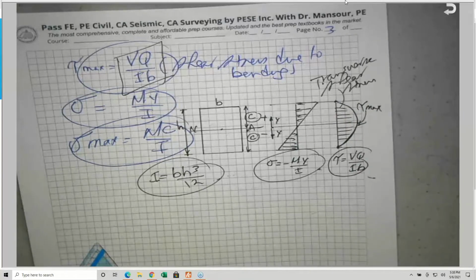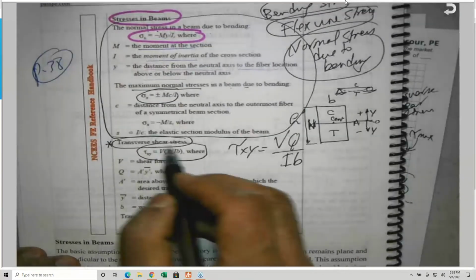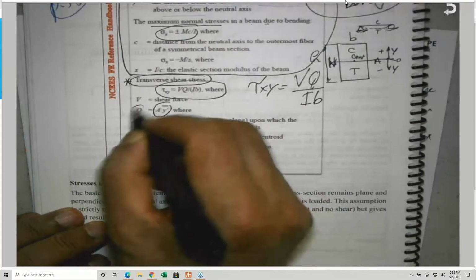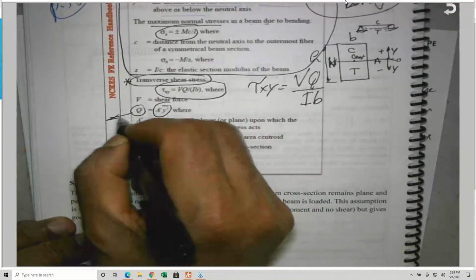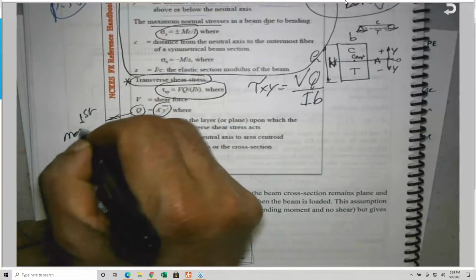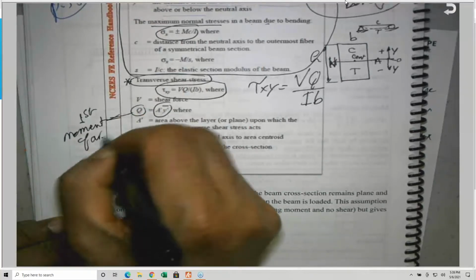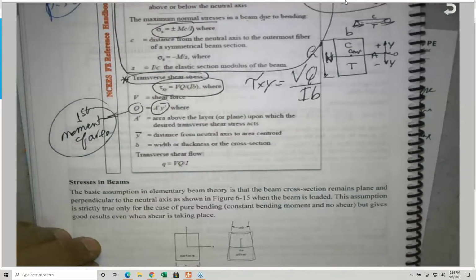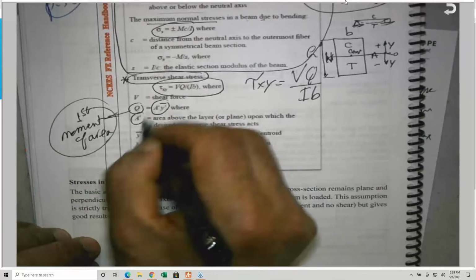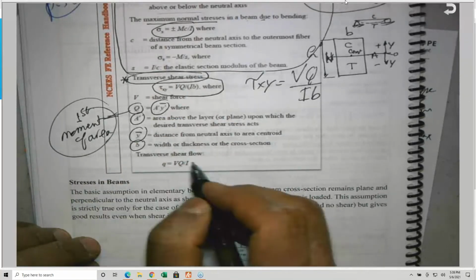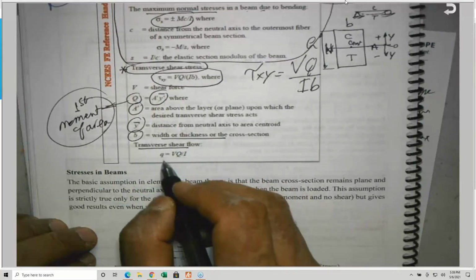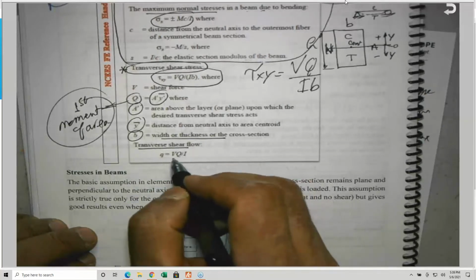Which is given, as I told you, in the NCEES handbook: transverse shear stress, tau is equal to VQ over IB. The most difficult part of this is Q. Q does have a name. It's called the first moment of area. Q is equal to A prime Y prime bar, and I'm going to show you. A prime is given and Y prime bar is given. And B is the width. And the transverse shear flow, lowercase q, is equal to VQ over I. It does not have the B.